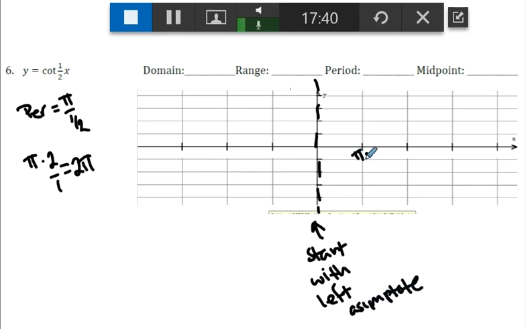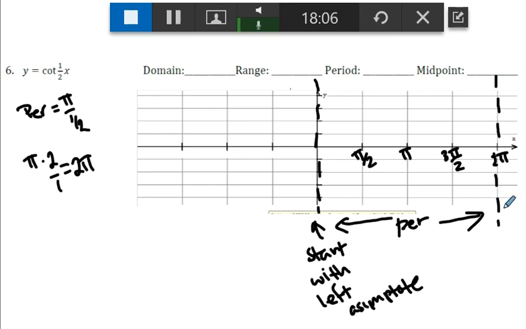And then here's pi over 2, pi, 3 pi over 2, 2 pi. Okay, so this is my left asymptote. The entire period is 2 pi from the start to the end. So where do I put my right asymptote? At 2 pi, because my period's 2 pi.